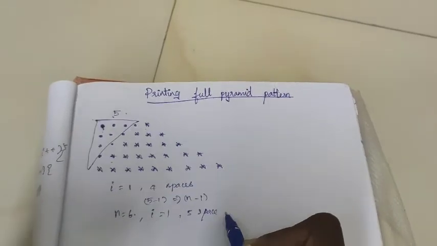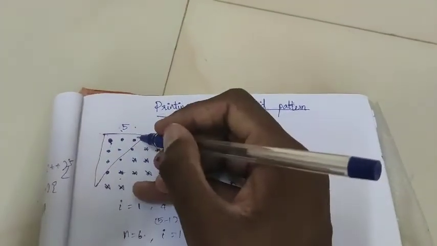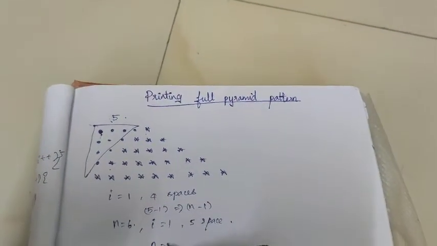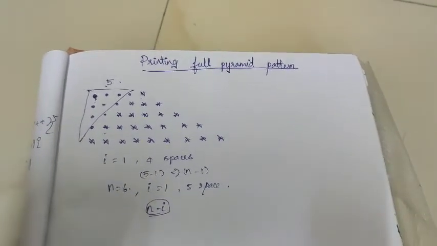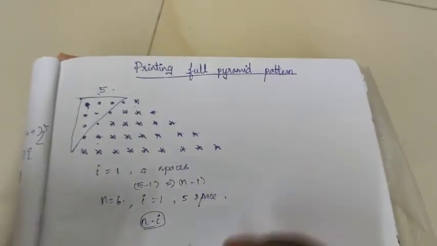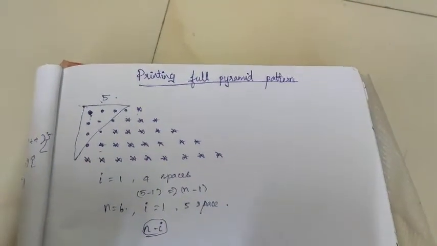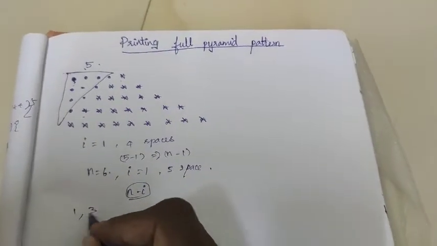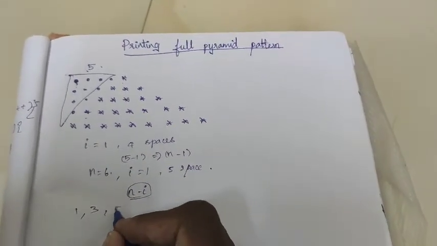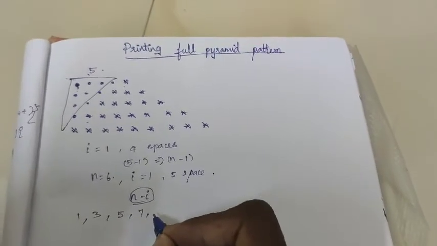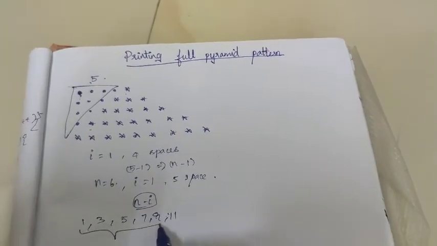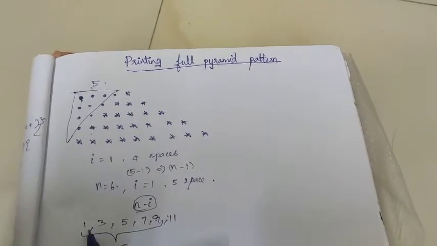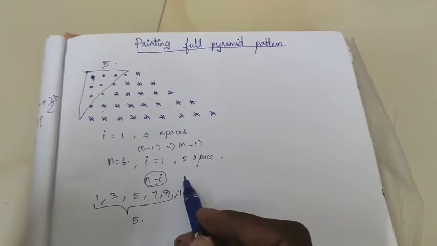Yes, so I can approach it this way. For printing spaces, the number of spaces should be n minus i. Fine. And for printing the pyramid, this part is very important. In the first row I have 1 star, in the second row 3 stars, in the third row 5 stars, and in the fourth row 7 stars, and it goes to 9 or 11 based on the input. I have an input of 5, so I have this many stars in every row.